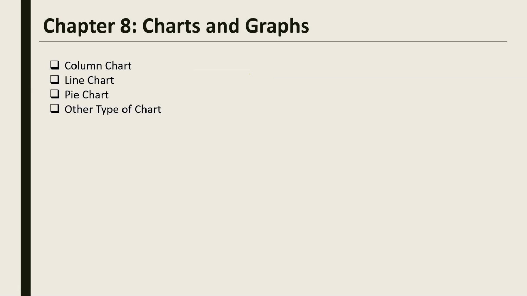Hello friend, welcome again. Today we will discuss charts and graphs. The charts which we will go through are column chart, line chart, pie chart and other types of charts, which include scatter chart, bar chart, area chart, surface chart. First of all, let's understand the column chart.